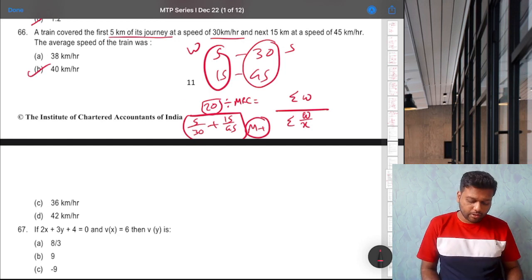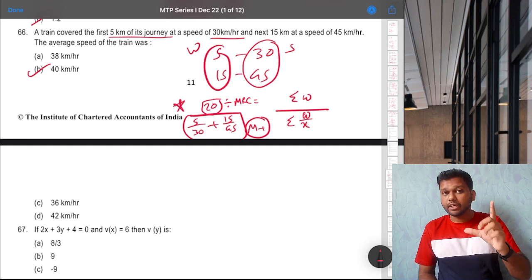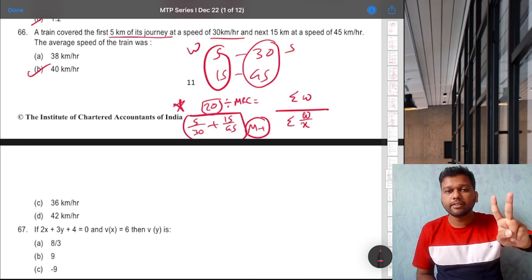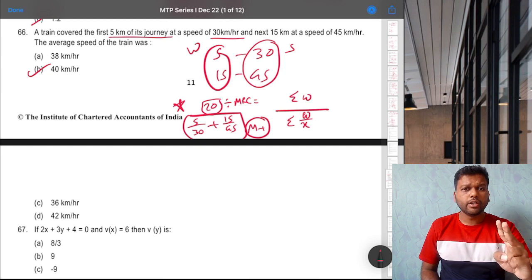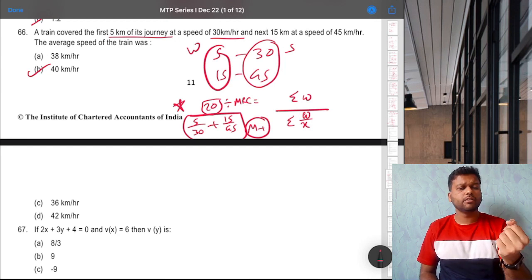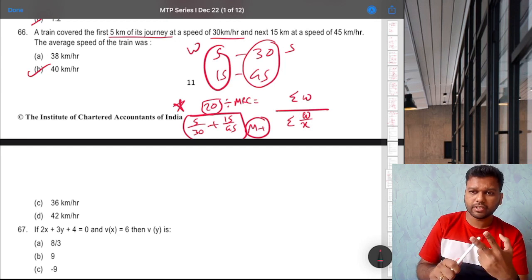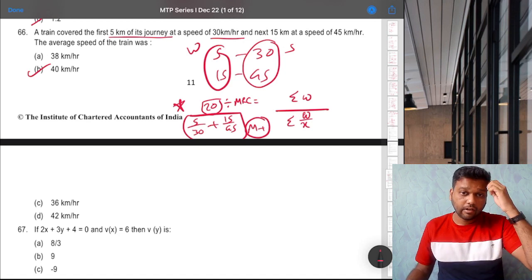Again, for calculator shortcuts of this, I have uploaded revision lectures on this chapter of central tendency and dispersion. Go through that so that you will be able to solve any of the central tendency measures or dispersion measures, SD, MD, QD, anything within 1 minute.